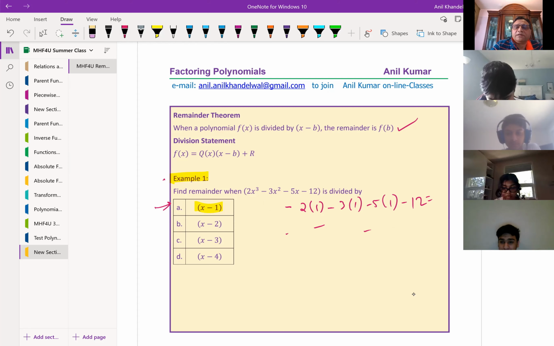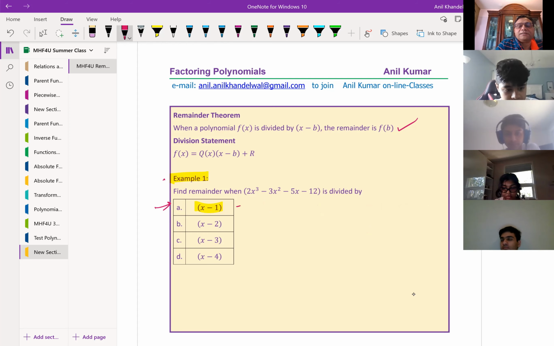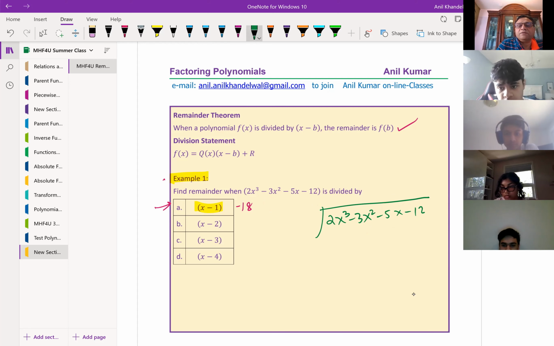So what I will do here is we'll check with long division. Do we get the same remainder? That's the whole idea, right? We got the remainder as minus 18 in this case. So let's do the long division now and see if we get the same remainder. We have 2x cubed minus 3x squared minus 5x minus 12. We are going to divide by x minus 1. Tell me, what should I write first?